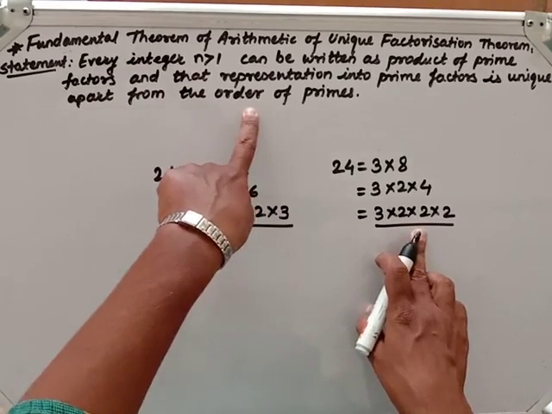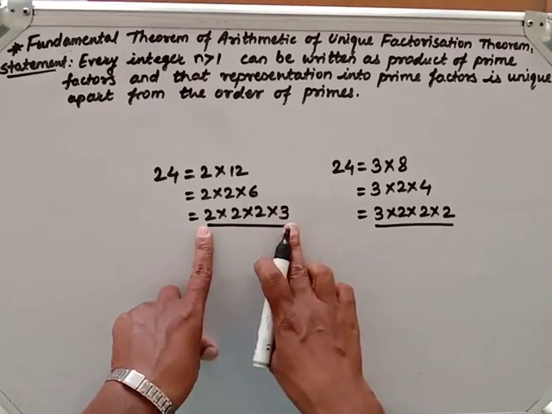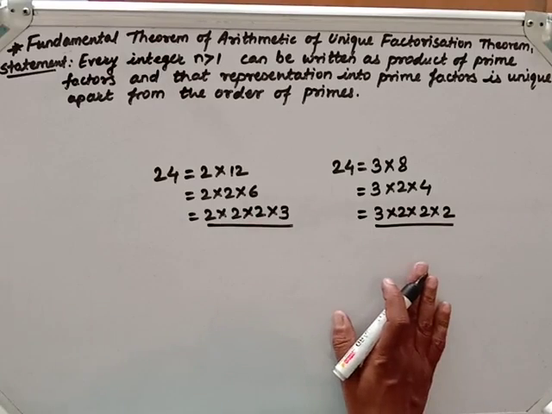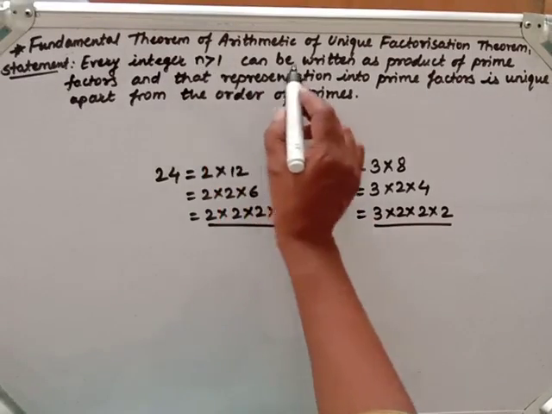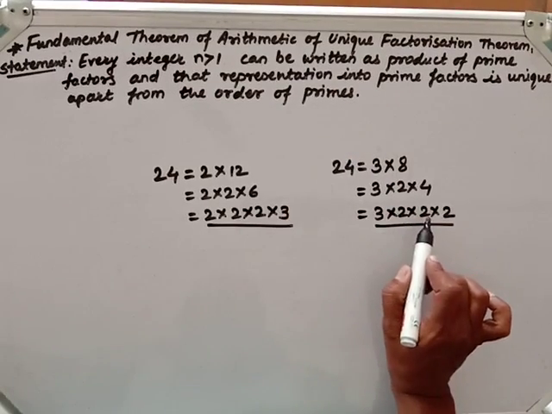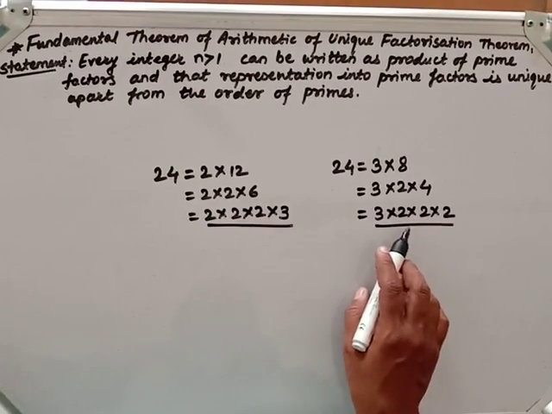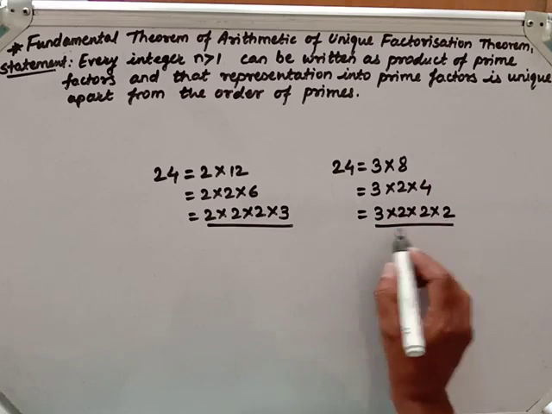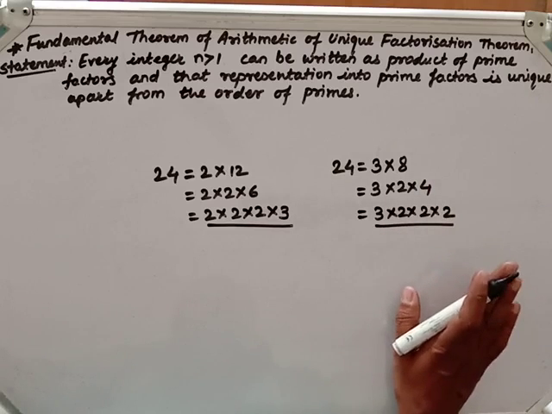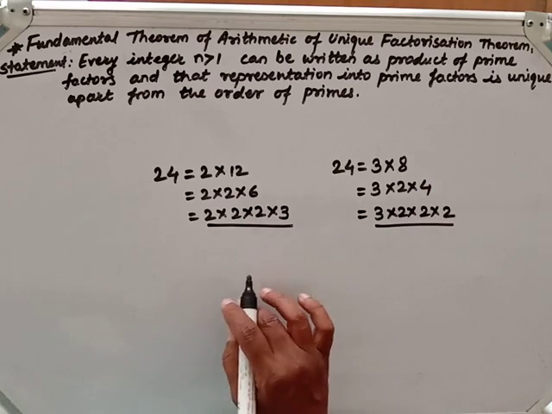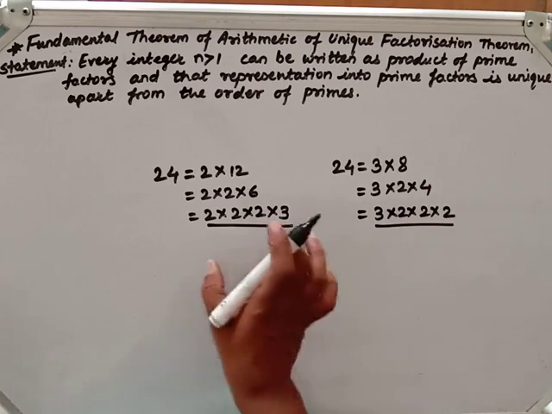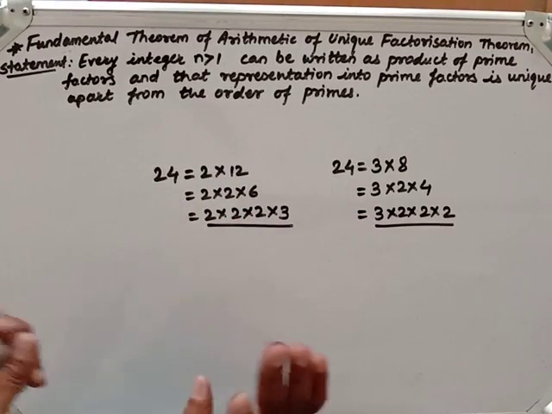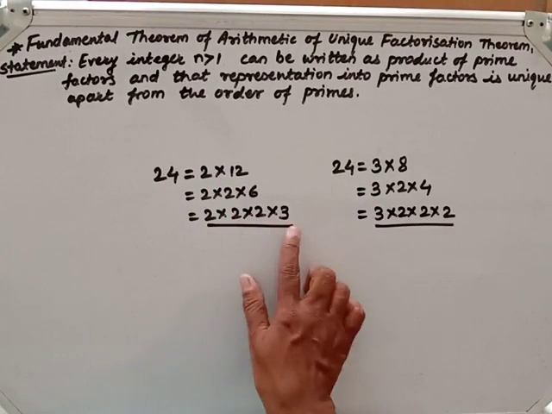Apart from the order. While this 3 takes last or takes first or takes in between, it doesn't affect. So every integer n greater than 1 can be written as a product of its prime factors, but that representation is also unique, and the order of the primes doesn't matter. Which prime will come where, it doesn't matter, after all it is unique. Still the products are the same. That's why this is a unique representation of prime numbers.